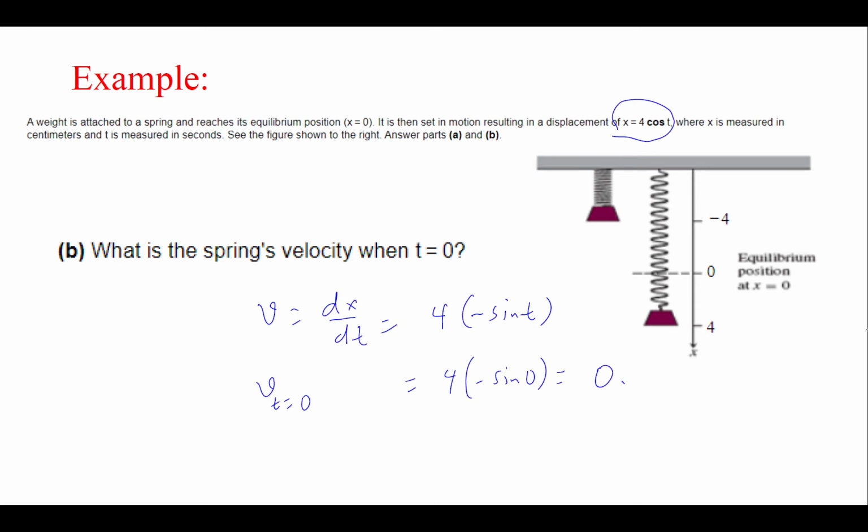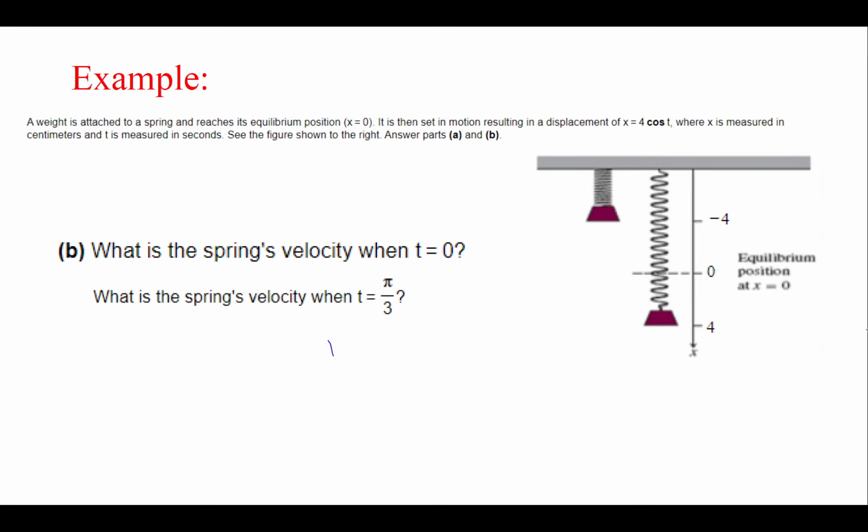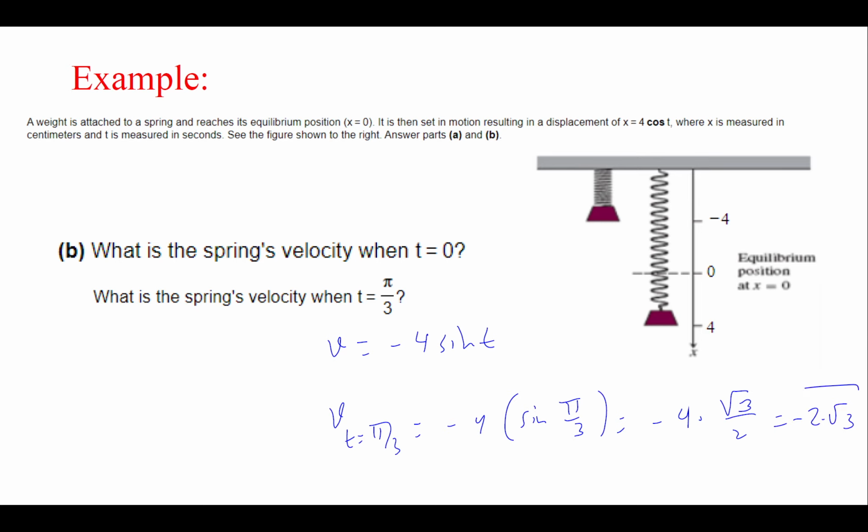Now we need to find out the velocity when time is pi over 3. As you can see, the velocity is negative 4 sine t. We would like to find out the velocity when time is pi over 3, which is negative 4 sine pi over 3. The value of sine pi over 3 is square root of 3 over 2, so this is basically negative 2 times the square root of 3. So when time is pi over 3, the velocity is negative. That means this spring is going down.